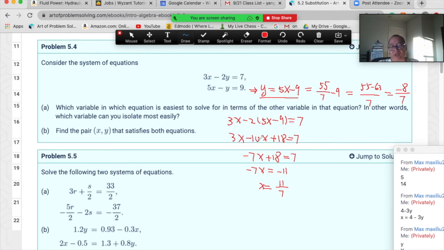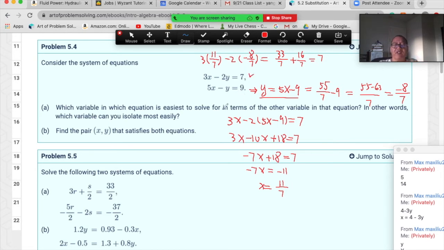If x equals 11 over 7, the first equation will be 3 times 11 over 7 minus 2 times negative 8 over 7. Now let's simplify this one. We get 33 over 7 plus 16 over 7. Then 33 plus 16, that's 49. 49 divided by 7 is 7. So that means the first equation is true.